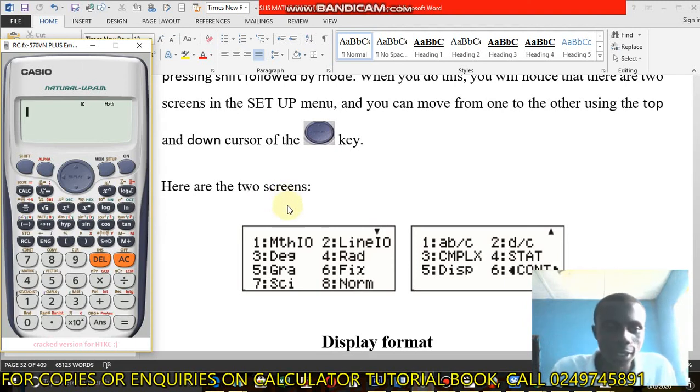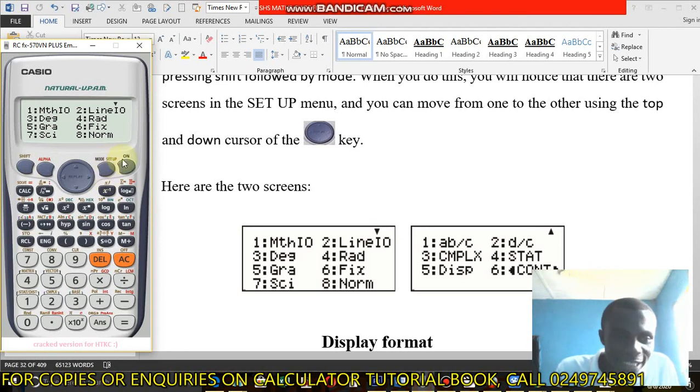To move to a particular mode of your calculator, you first press Shift, then you press Mode. Why are we pressing Shift and Mode? We want to enter the calculator setup. There is a setup label on top of this key, and that is in a golden color label.